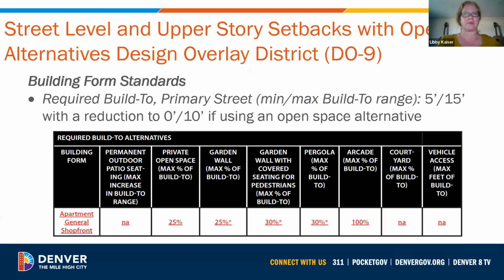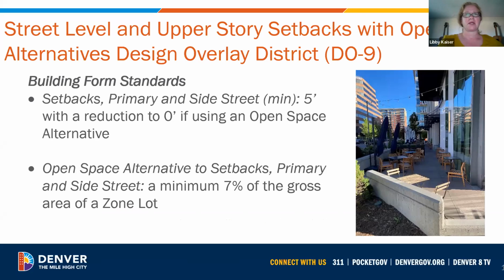So to help achieve better design, the DO9 overlay includes several building form standards that would be applied in addition to the standards of the underlying zone district. The first requires the building frontage along a primary street to be within 5 to 15 feet of the lot line. And that can be reduced to 0 to 10 feet if private open space is provided. The building form standards also require 5-foot setbacks from primary and side streets, while a 0-foot setback is allowed if at least 7% of the zone lot contains private open space.